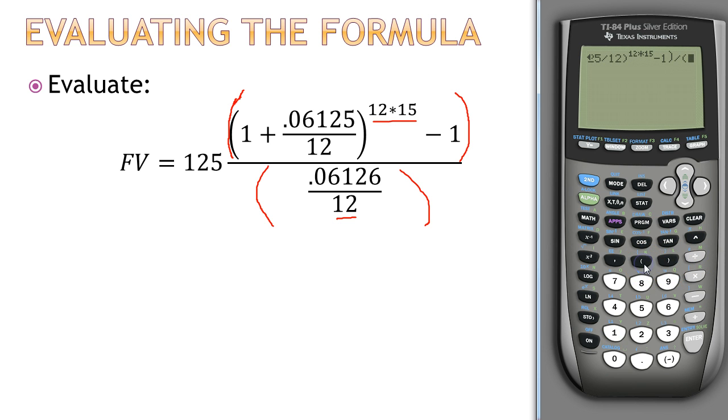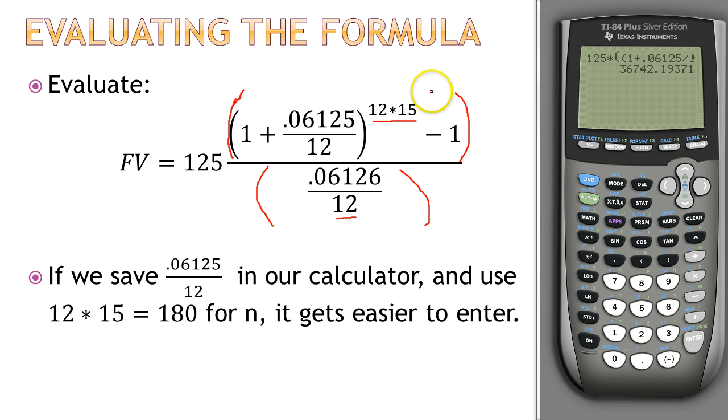Divide by the denominator, which also needs parentheses, 0.06125, oops, typo in the slide, that should be 0.06125, divided by 12. And close that parentheses. You can hit enter here, and that way we're typing in the entire formula in one step, and makes it less likely that we're going to make a mistake with our order of operations. So that's our final answer, but let me show you an easier way to do this.